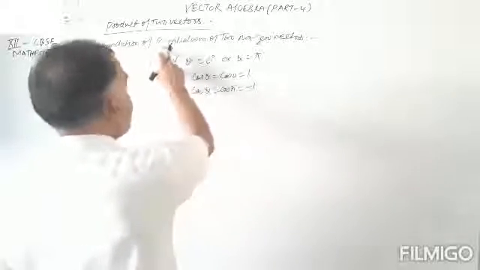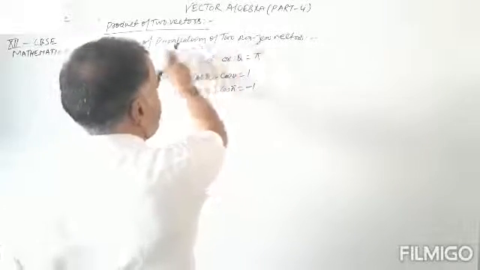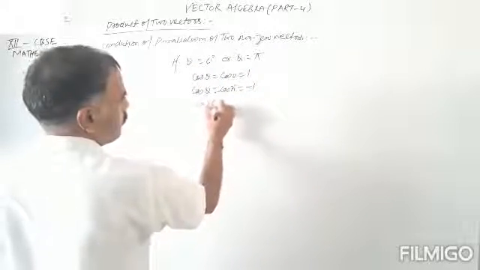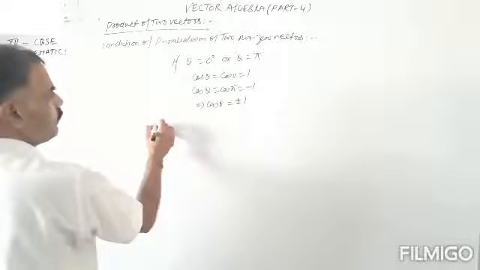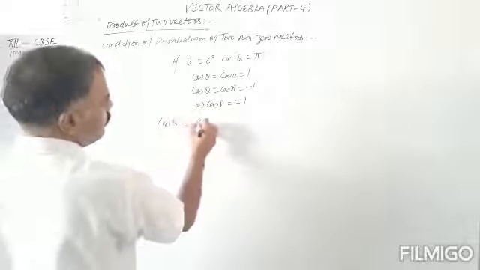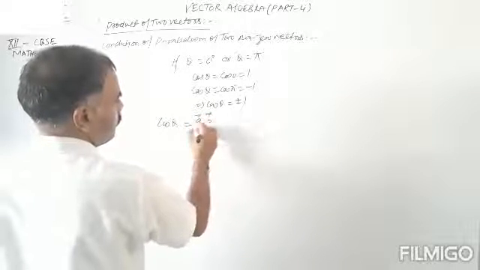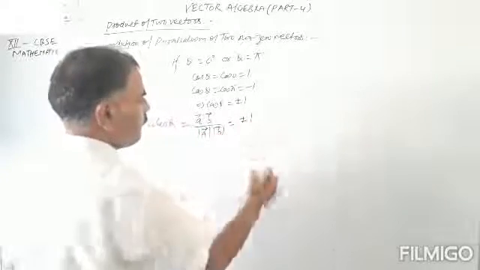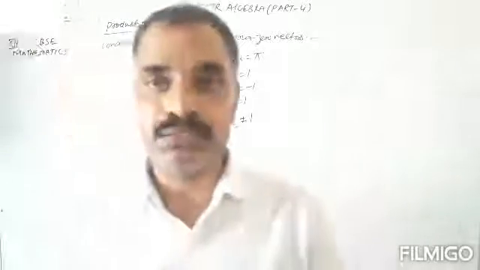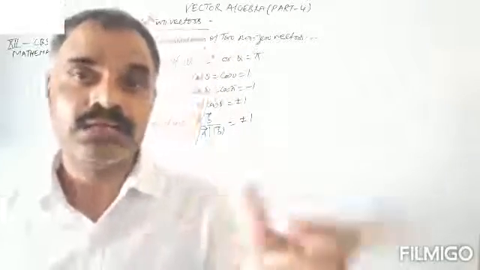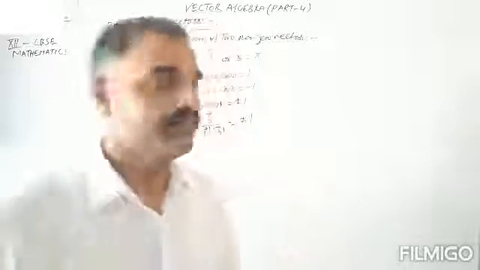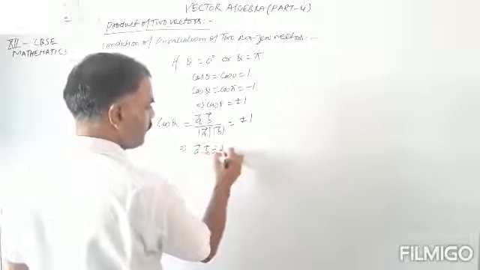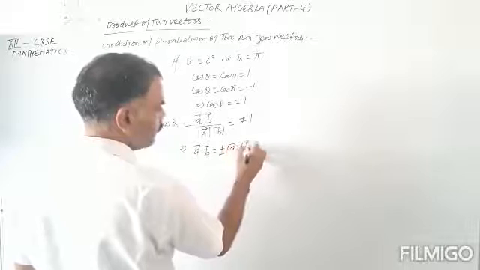So if vectors are parallel, then cos theta is equal to plus minus 1. So cos theta is equal to a vector dot b vector divided by magnitude of a vector, magnitude of b vector, is equal to plus minus 1. Cos theta is equal to plus minus 1 when the two vectors are parallel. So solving this, a vector dot b vector is equal to plus minus magnitude a vector, magnitude b vector.